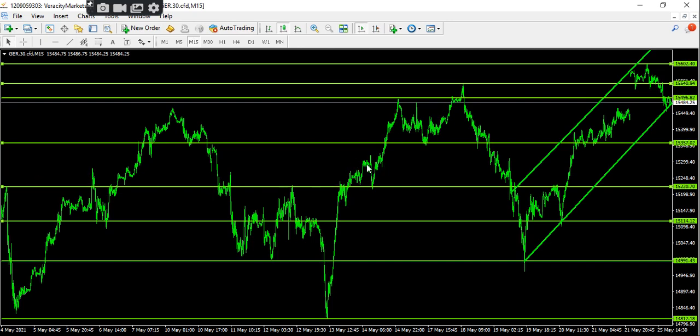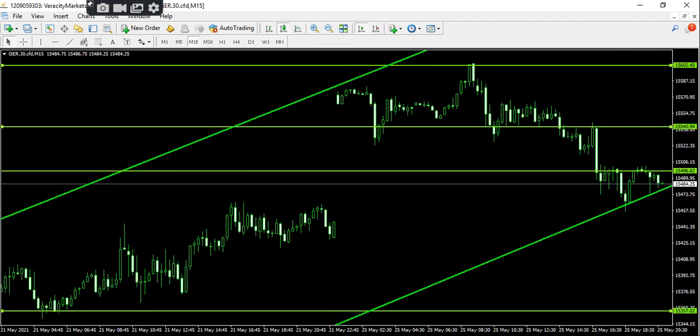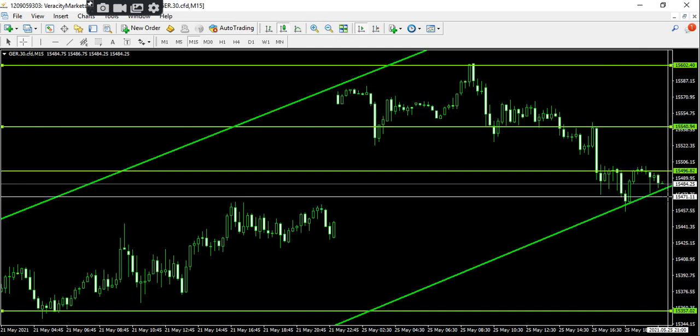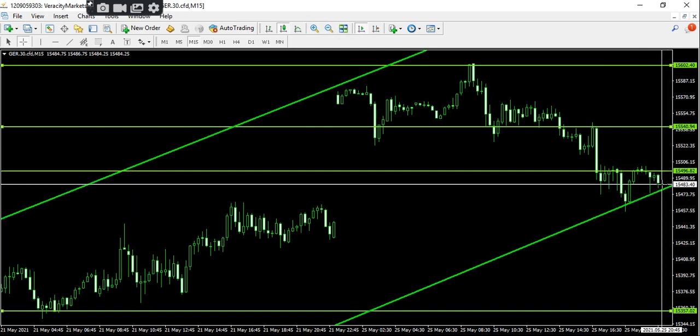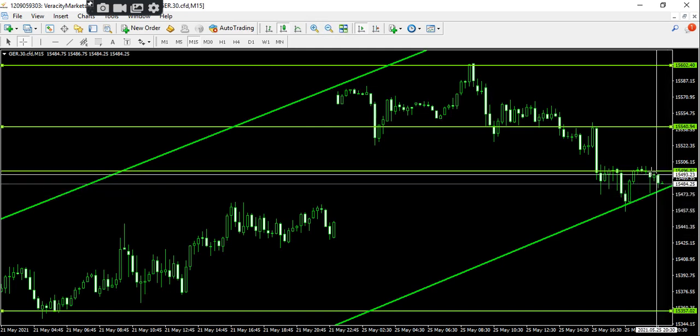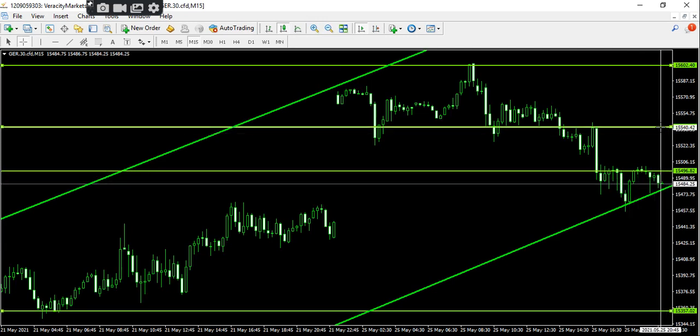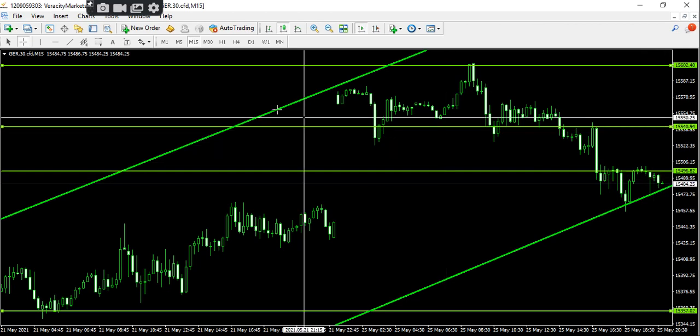So that's how we should have done it with German daily. What we're waiting for is for it to break this trend line here and close below it, so that we can look for our selling opportunities, or it can respect this trend line here. Then you know that we are looking for our buying opportunities.